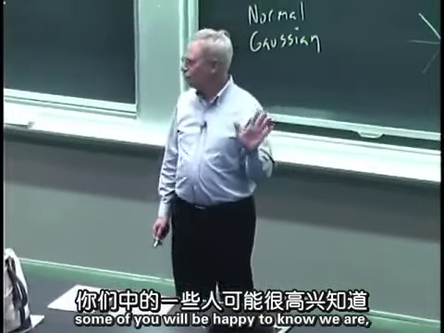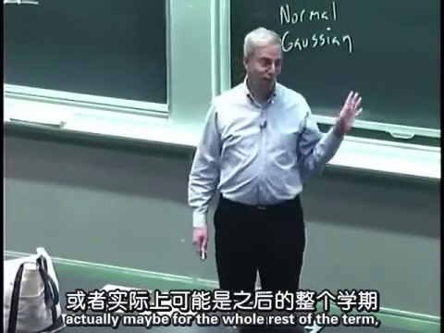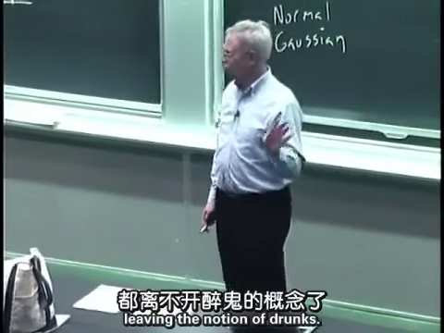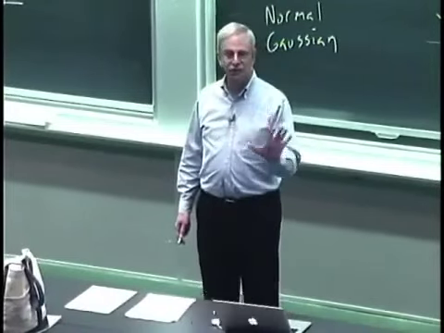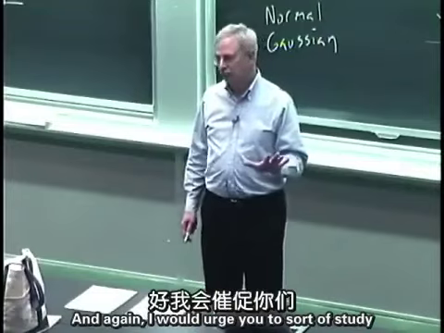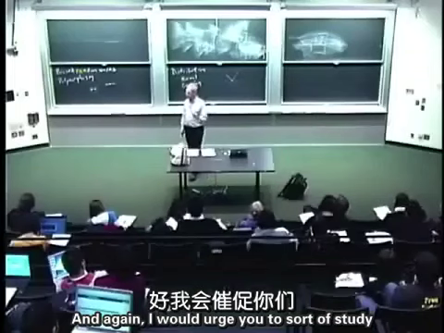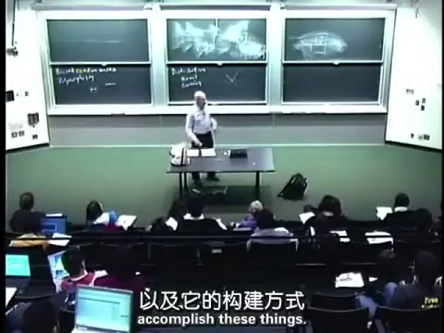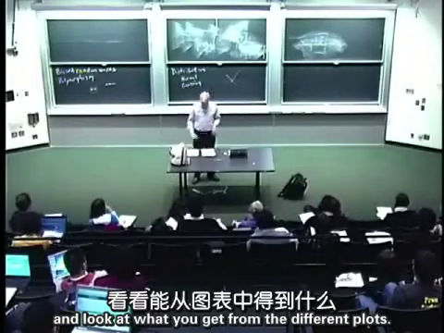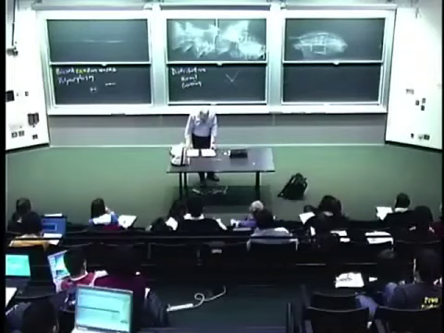Some of you will be happy to know we are, for the moment, actually maybe for the whole rest of the term, leaving the notion of drunks, though not of random walks. Any questions about what's going on here? And again, I would urge you to study the code and the way it's been factored to accomplish these things, and play with it, and look at what you get from the different plots.